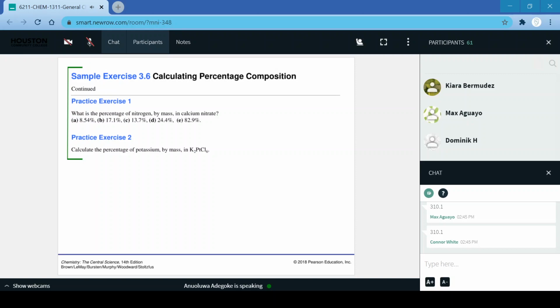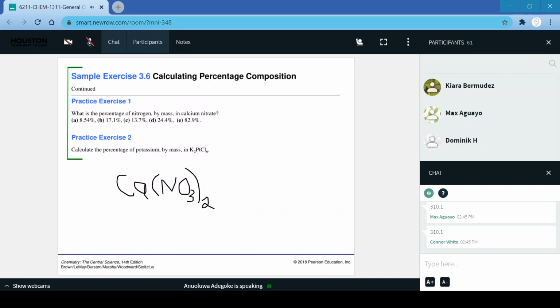Now, the practice one says, what is the percentage of nitrogen by mass in calcium nitrate? The very first thing you want to do is to write down the formula of calcium nitrate. Remember that calcium nitrate comes from calcium, which is in group 2, and nitrate is NO3 minus, a polyatomic ion. So this is what the formula will look like. Because calcium has +2 charge and nitrate has -1 charge, we put 2 here.